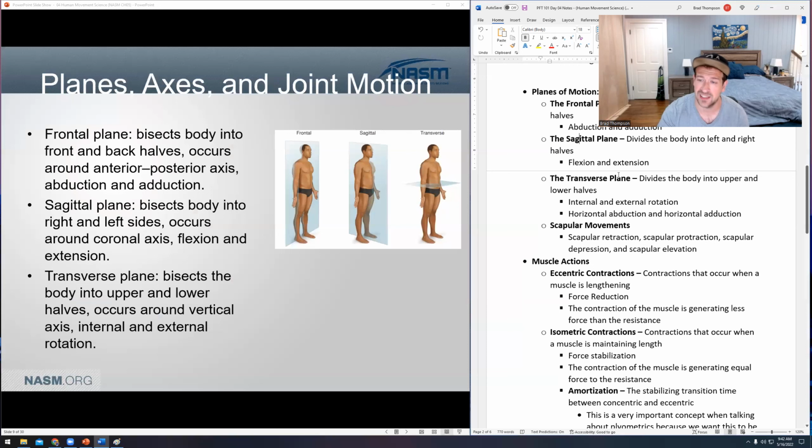So this divides us into left and right halves. Where I am going this way, we call that flexion. And if I'm going this way, we call that extension, right? So that's flexion versus extension.